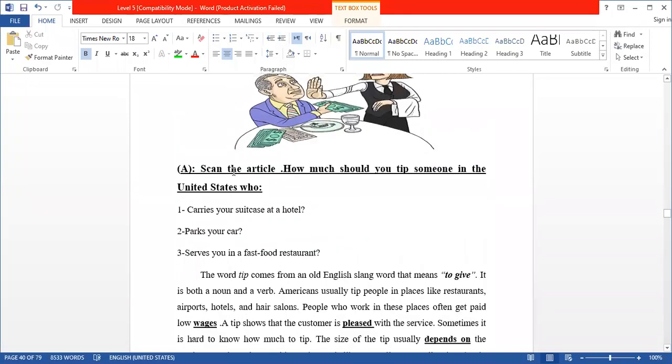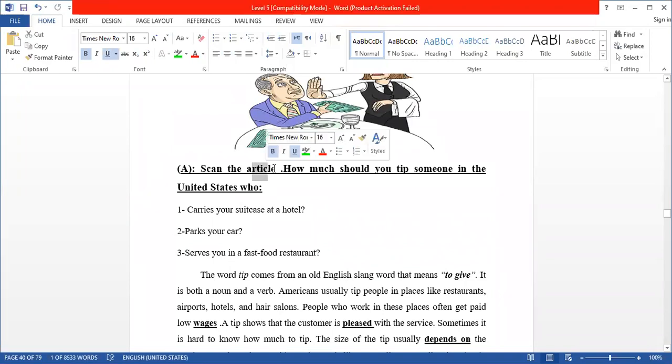Okay. Article here means what? Topic. Article here it means what? Topic. Topic موضوع يعني. عندنا هذا الموضوع اللي بيتحدث عن التيبينج، البقشيش وما أدراك ما البقشيش. Topic or article. Okay.